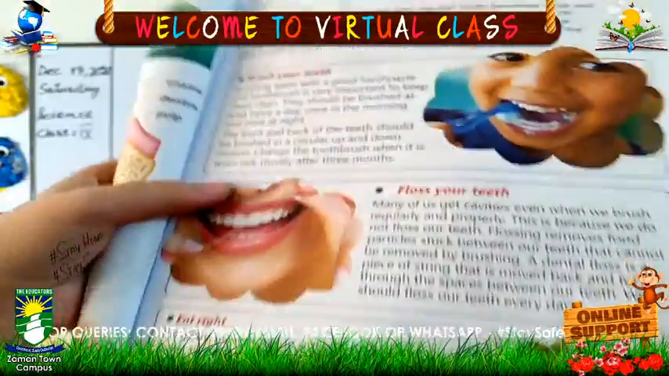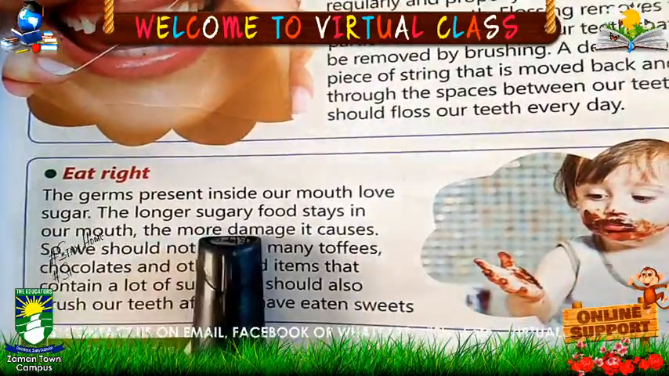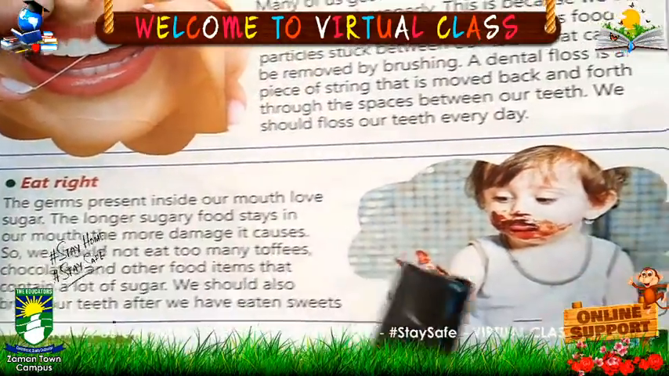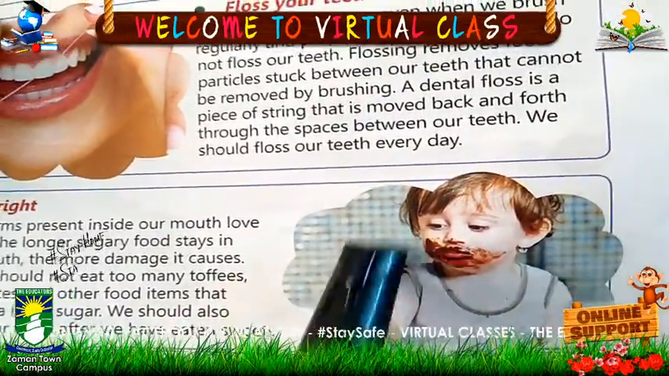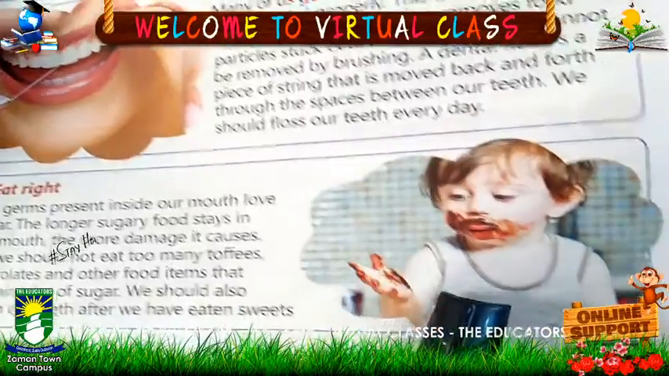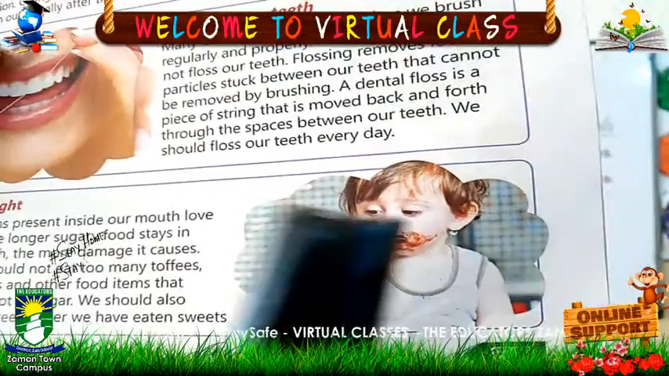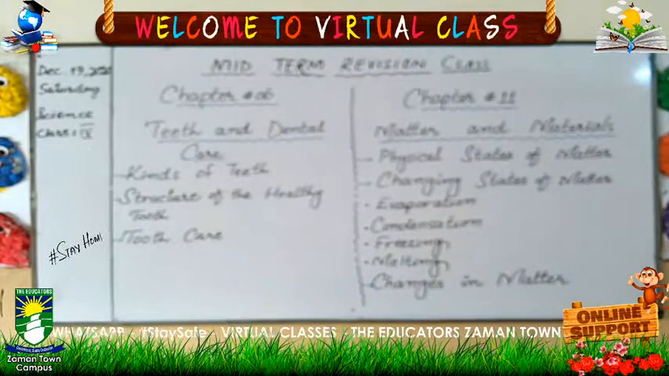The third one is eat right. The germs present inside our mouth love sugar. The longer sugary food stays in your mouth, the more damage it causes. You should not eat too many toffees, chocolates and other food items that contain a lot of sugar. And you should also brush your teeth after eating any sugary things. Now come to the fourth one.